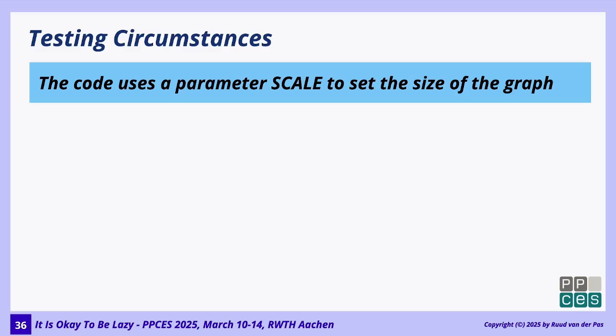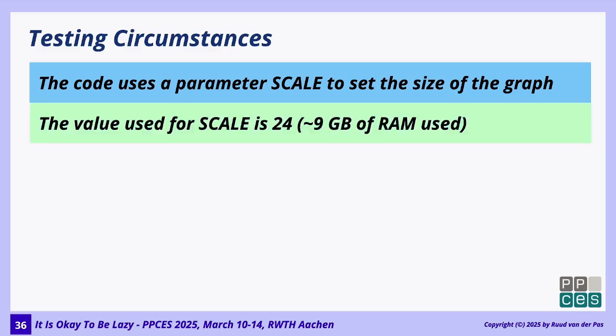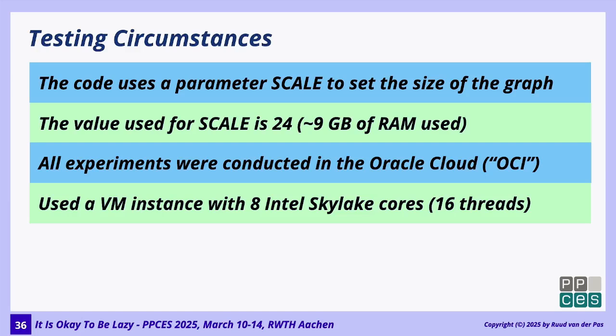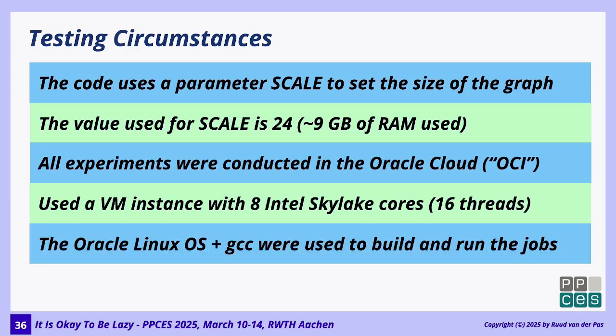It uses a parameter called scale to set the size of the graph. I used a very small one. This is what I just mentioned a little while ago. We were seeing problems on large graphs, but I was trying to find out, well, what's the smallest graph where I see this problem? And the first signs were already on just 9 GB of memory. That makes my life a lot easier. So I picked that case, and I did that in our cloud, and I had a VM with Skylake cores.